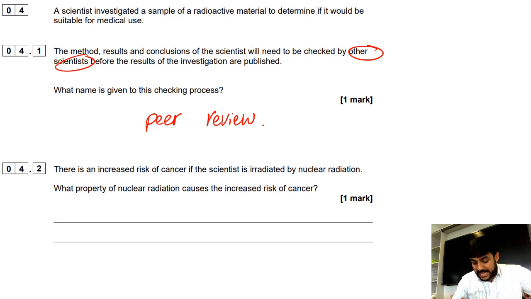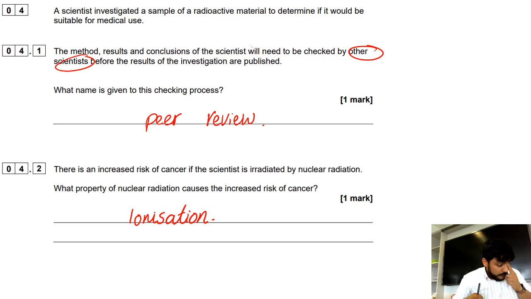There is an increased risk of cancer if the scientist is irradiated by nuclear radiation. What property of nuclear radiation causes an increased risk of cancer? Cancer is caused by the radiation knocking electrons off atoms, which means they can disrupt the atoms inside the DNA, which could cause cancer. That property is called ionization. Something that is highly ionizing is more likely to knock the electrons off the atoms.